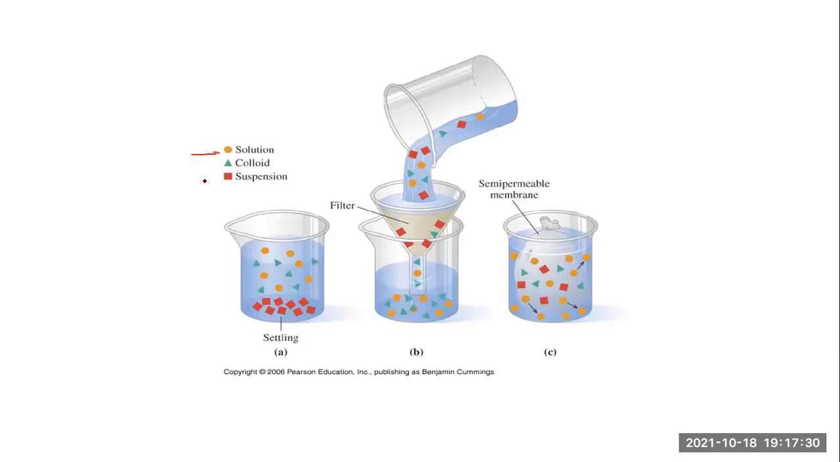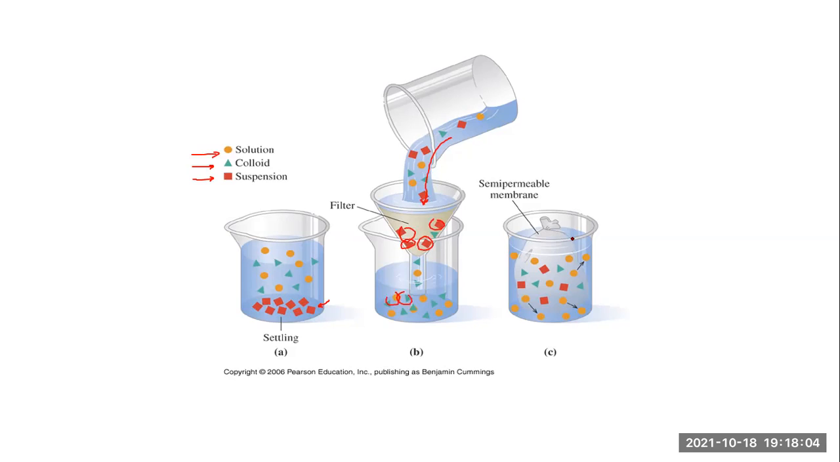Solutions are circles, colloids are triangles, and our suspensions are the squares in this example. And we do see that our suspensions settle out of solution. Our solution and colloids are moving around. If we pour all of those through a piece of filter paper, we see that the suspensions get caught there, while the solution and the colloids are able to pass through, like a filter paper on a funnel.